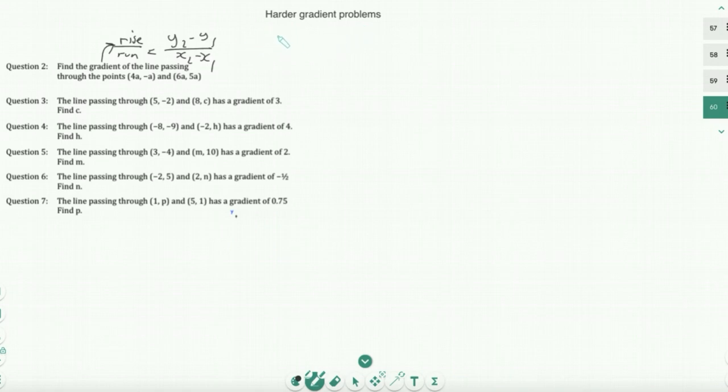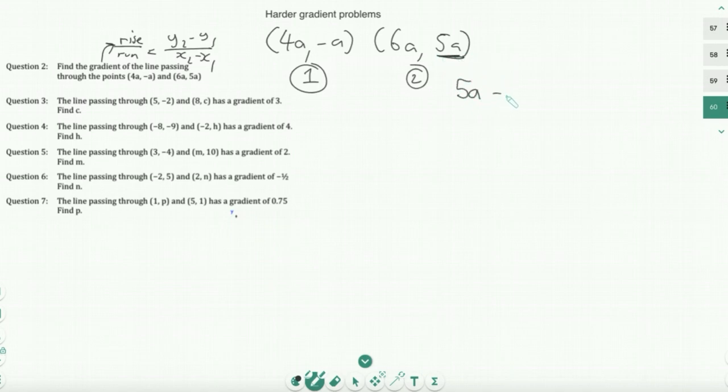So let's have a look. Our points are (4a, -a) and (6a, 5a). This is the first coordinate, this is the second coordinate. And let's plug into our equation. y2, the second y coordinate, is 5a, minus the first y coordinate, negative a, over x2, the second x coordinate, 6a, minus the first x coordinate, x1, 4a.